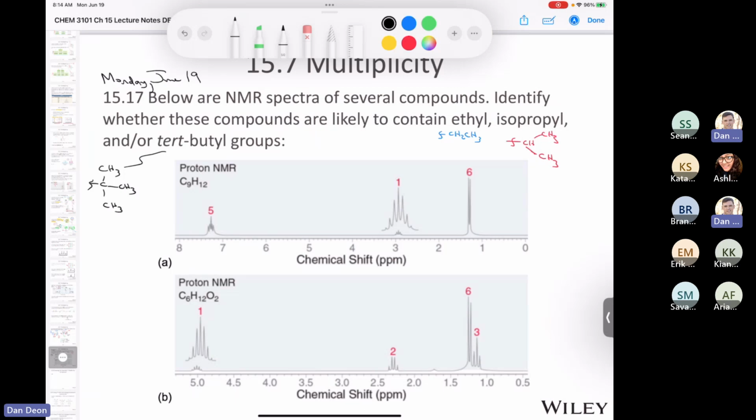Okay, so if we look at the first one, if we're looking at A, you can see you've got a multiplet up here around 7 that integrates for 5 protons. You've got some splitting here that integrates. So this 1 on top, that means that represents 1 proton, and this 6 over here means that it represents 6 protons. They gave us a molecular formula, C9H12. Could anybody tell me, do you notice any of the groups here, ethyl, isopropyl, or tert-butyl? Any of them?